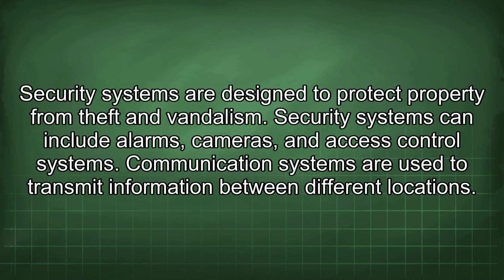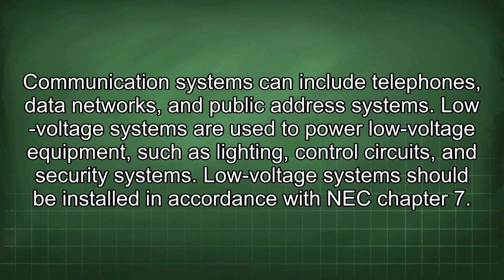Security systems are designed to protect property from theft and vandalism. Security systems can include alarms, cameras, and access control systems. Communication systems are used to transmit information between different locations. Communication systems can include telephones, data networks, and public address systems.